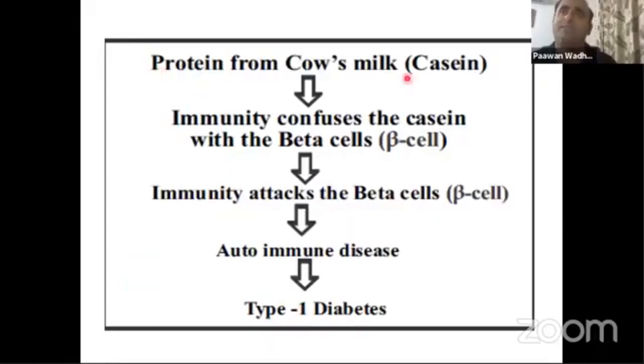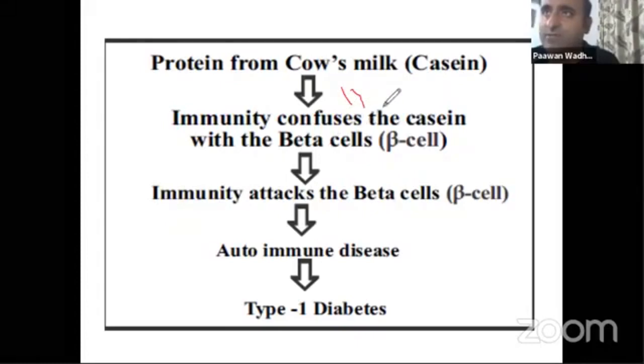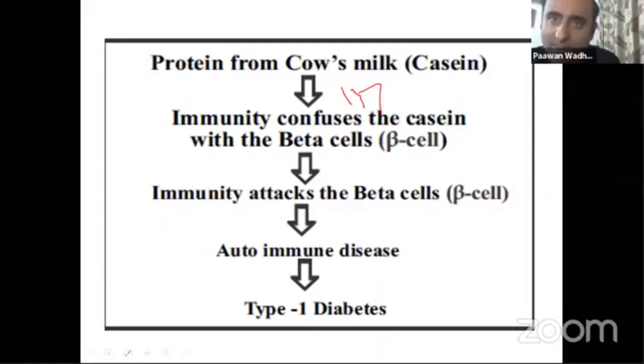See, the protein from cow's milk is casein. Its amino acid sequence is 17. Oh, sorry, it's not working well. 17, right? So the amino acid sequence is 17 number, and the same amino acid sequence of 17 number tertiary structure is there for casein as well as for beta cells. Beta cells also have an amino acid sequence which is 17.